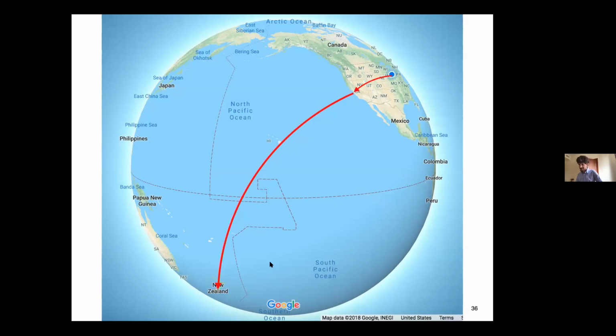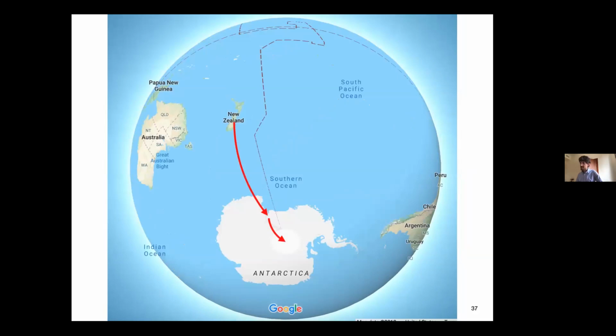all the way down to New Zealand, where we spend a few days getting cold weather gear and taking a short break before we take another set of flights on these military cargo planes to a base called McMurdo, which is on the coast of Antarctica, and then another military cargo plane to the actual South Pole.